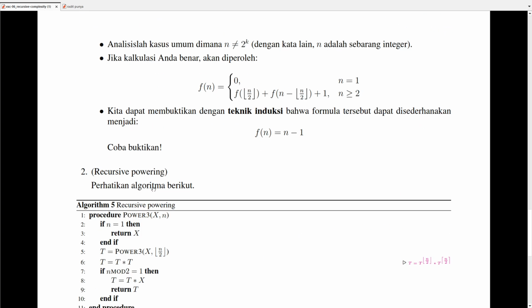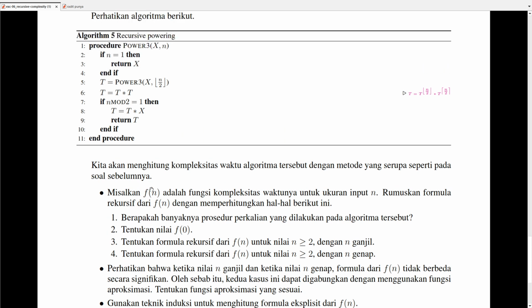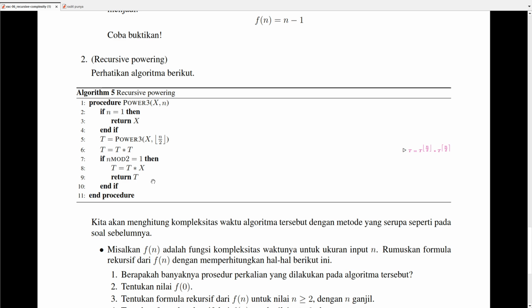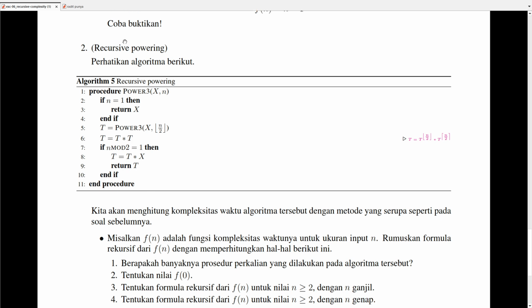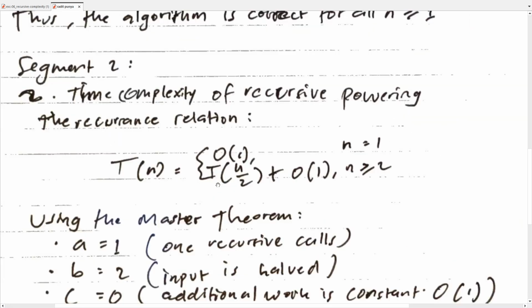And we're moving on to the second part, where I picked the second question to do the recursive powering. And here I already wrote it. You can see right here the recurrence relation I wrote: T(n) is O(1) when n equals 1, and T(n/2) plus O(1) when n is greater than or equal to 2.